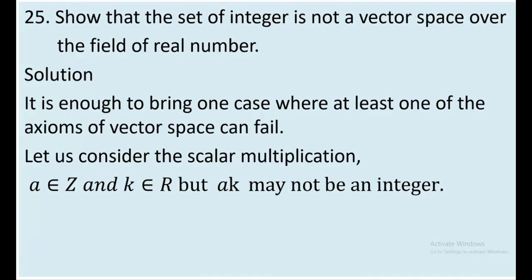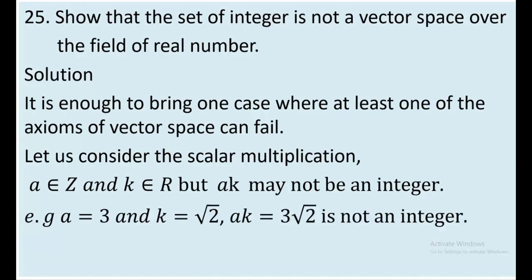So, you see, I just have taken one simple approach. You can also take others, students. But if at least one fails, we can say that a given collection is not a vector space. So basically here, because of this one, we can say that the set of integers is not a vector space over the field of real numbers.